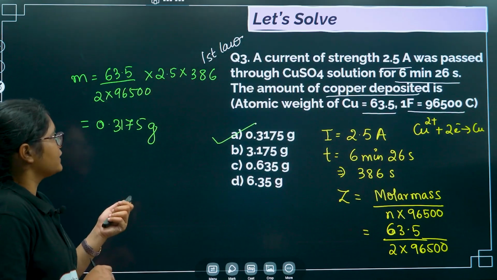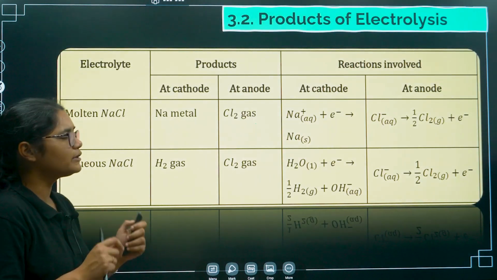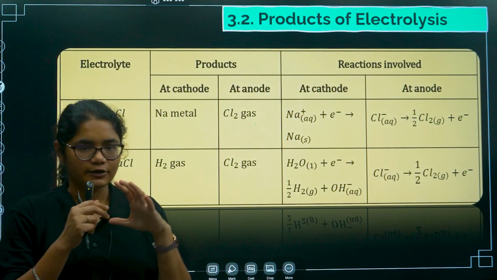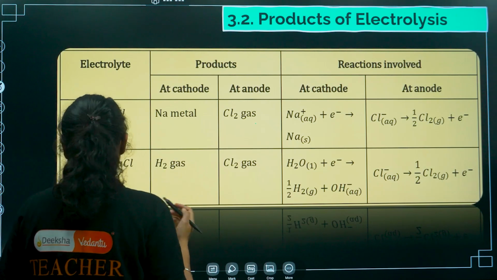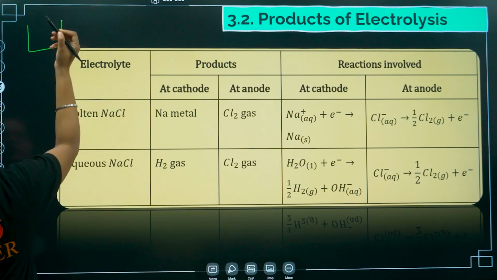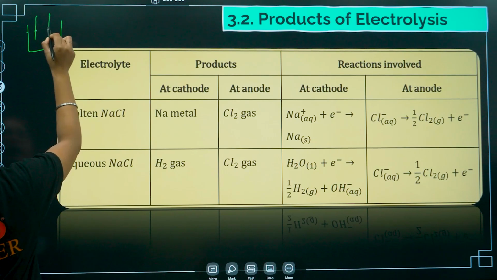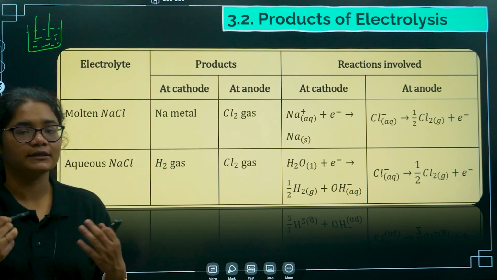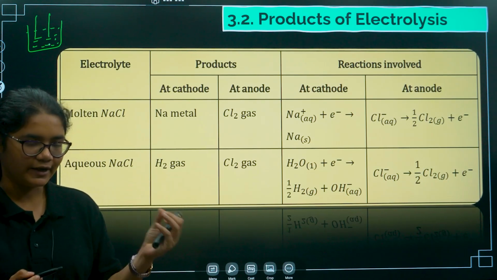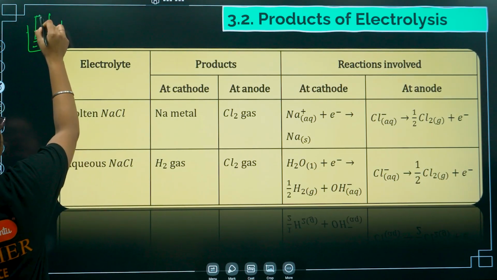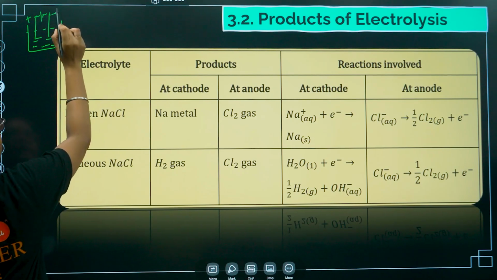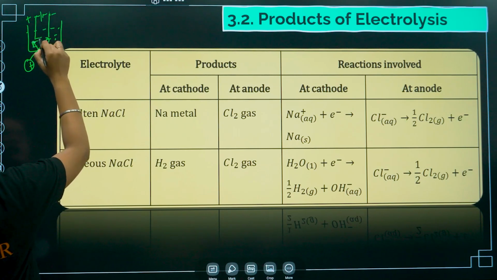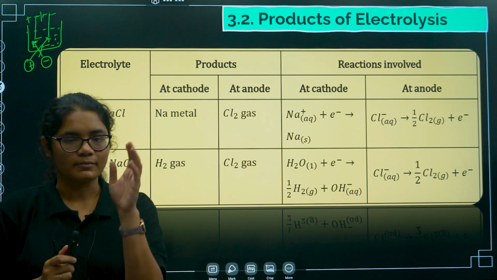Okay, now let us move forward here. Coming to products of electrolysis. What is this products of electrolysis? Whenever we take any electrolytic cell, I'll draw here just to explain. See, in an electrolytic cell, 2 rods are there, and here some electrolyte is taken. What is electrolyte? Electrolyte is any solution which can conduct electricity, right? Now what happens when you connect it to a battery, this is positively charged, this is negatively charged, so the positive ion and the negative ion will move towards the opposite electrodes and some product will be formed at each electrode.